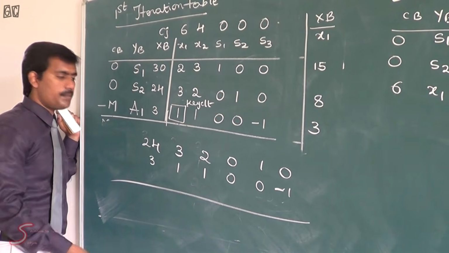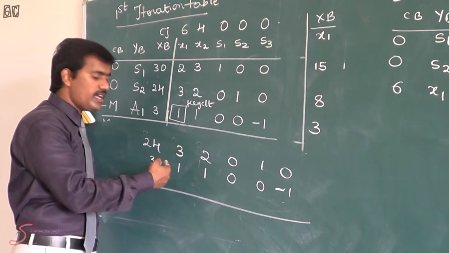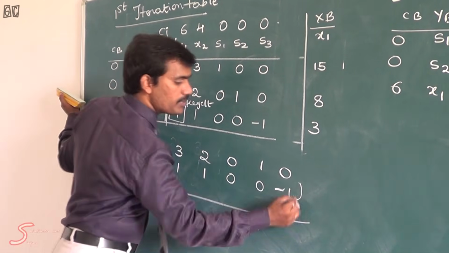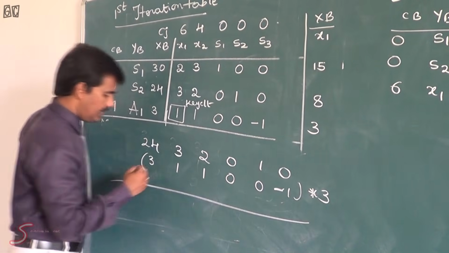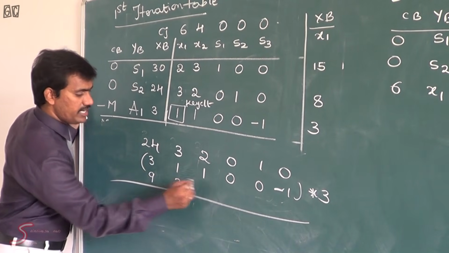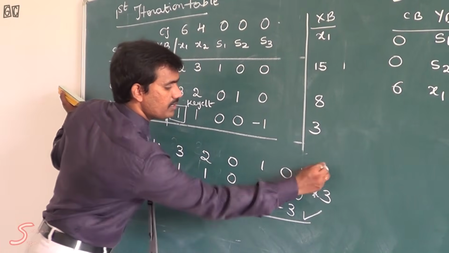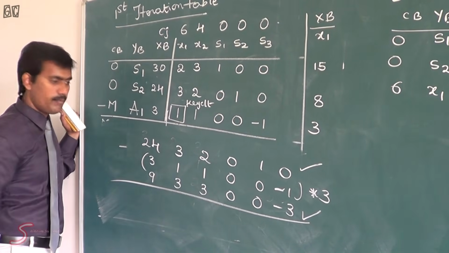In the previous step we got 2 here, so we multiplied with 2. But in this case we have 3, so that is why I am going to multiply with 3. 3 3s are 9, 3 1s are 3, again 3 1s are 3, 3 zeros are 0, 0, and minus 3. Now we have to subtract.